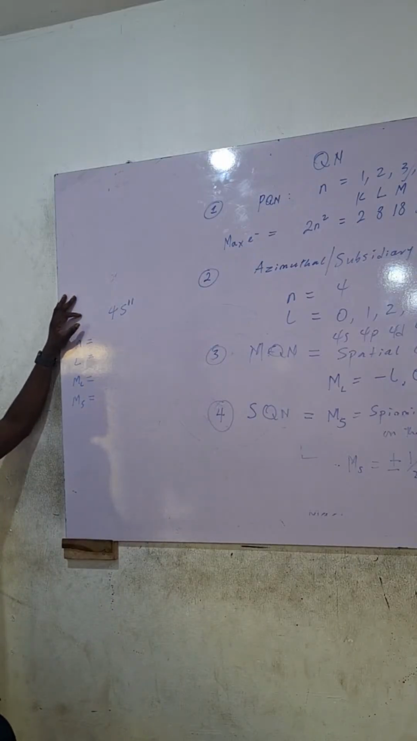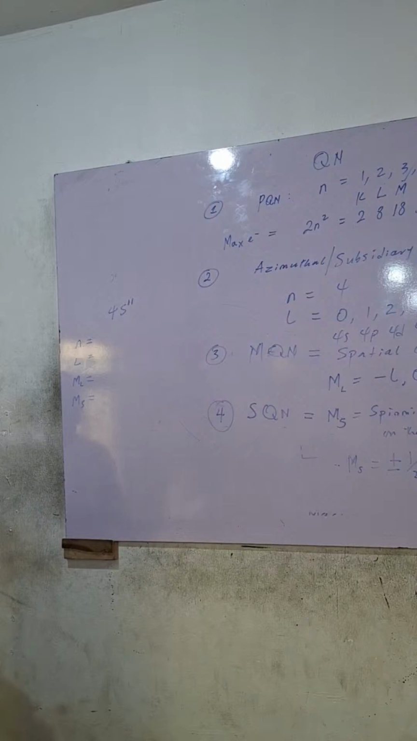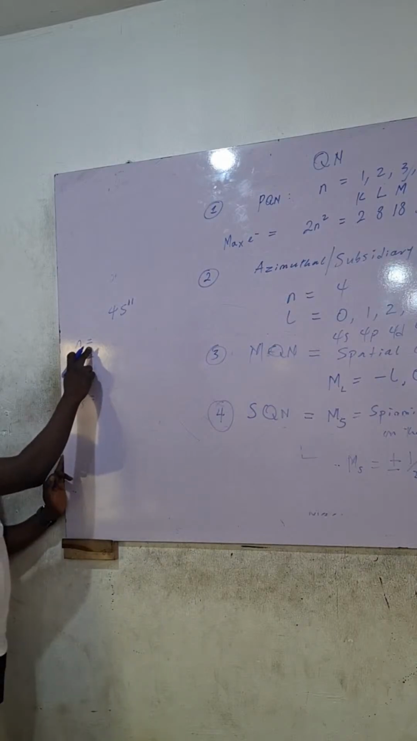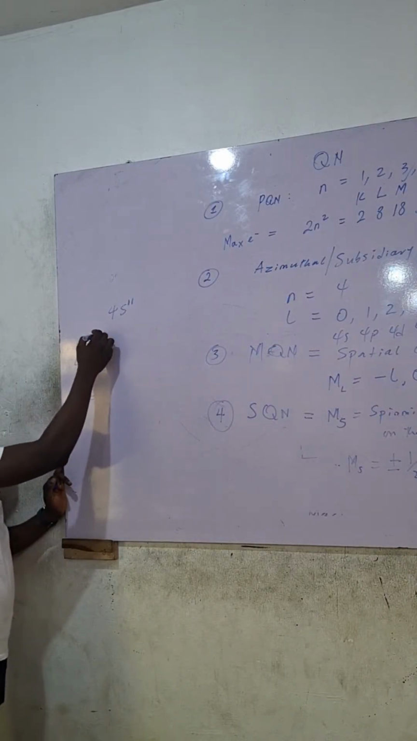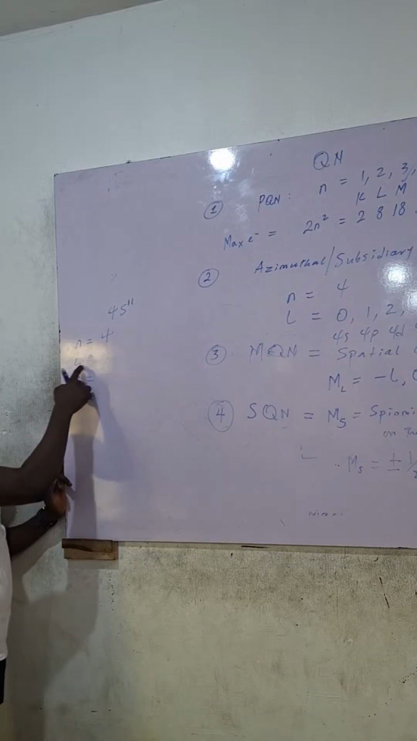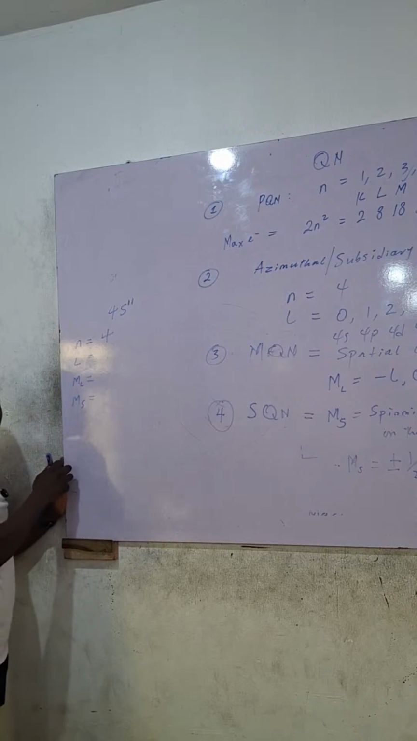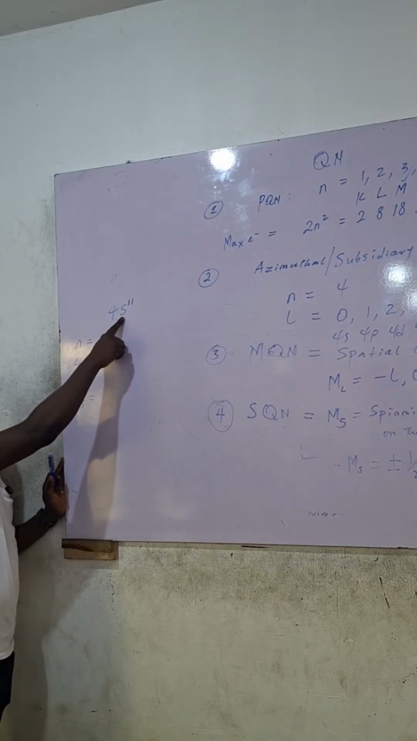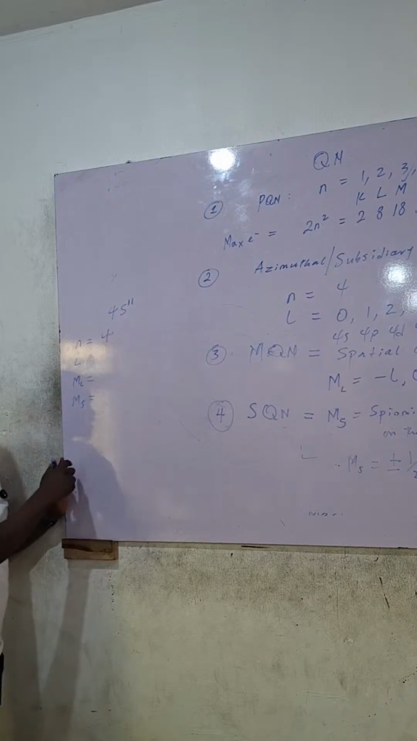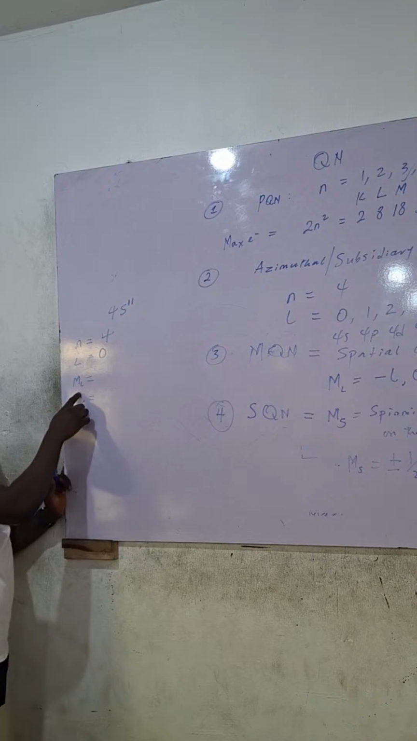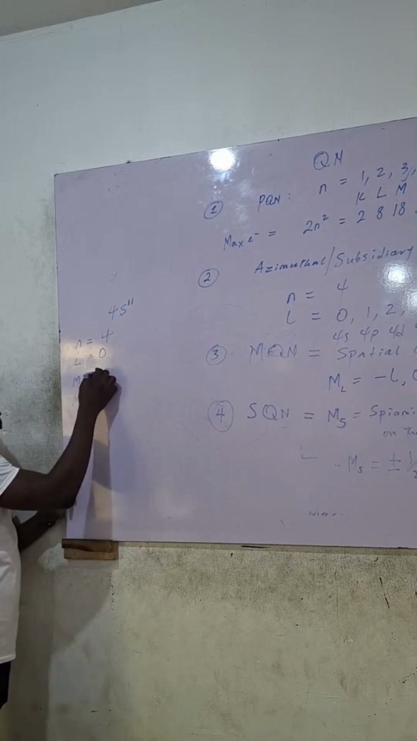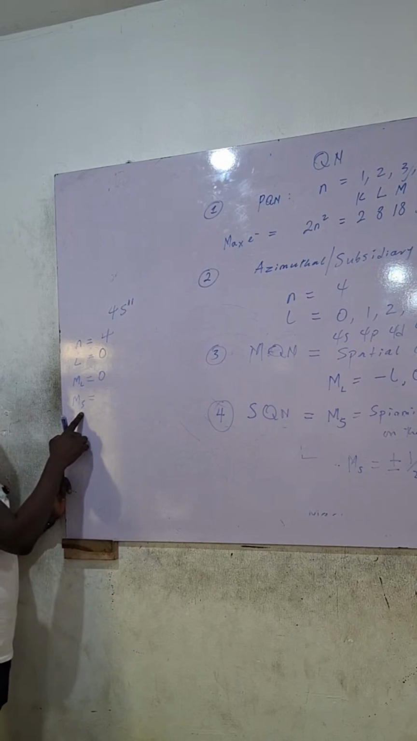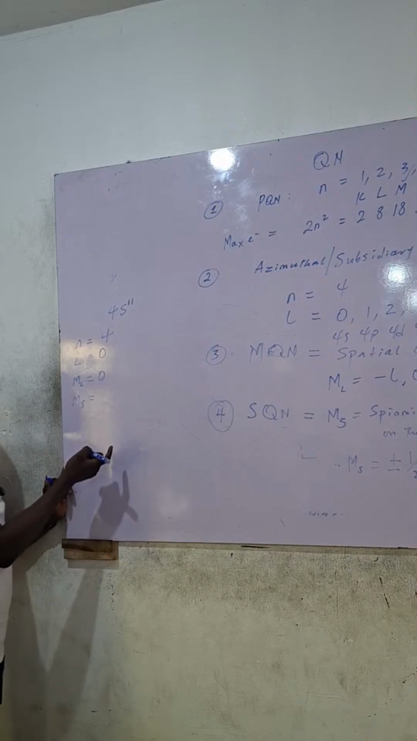So can we settle this now? What will n be for this orbital? Very good. What will L be? So don't say 0, 1, 2, 3 because I'm only showing you what? S. Do you get that? So you say L is 0. And if L is 0, what will m sub s be? Plus or minus 1 over 2.